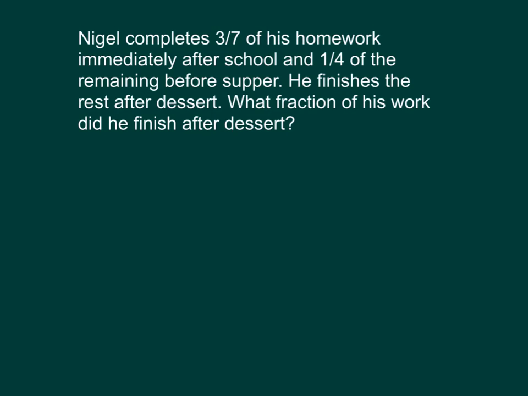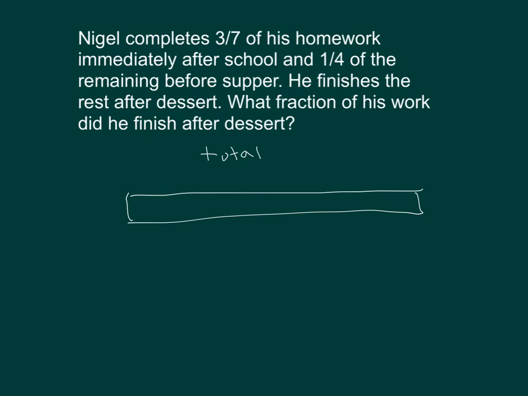Nigel completes 3/7 of his homework immediately after school and 1/4 of the remaining before supper. He finishes the rest after dessert. What fraction of his work did he finish after dessert? Let's draw a tape diagram and we'll label it total homework. Right after school, he finishes 3/7 of the homework. So let's divide this into sevenths. Completes after school.